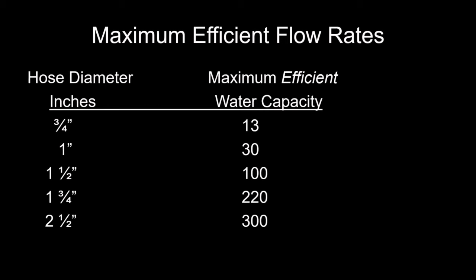So this isn't perfect science at this point. This is a piece that is useful information, however. Think of it this way. 1.5 inch hose is what I'm going to use as an example. It says the maximum efficient water capacity of 1.5 inch hose is 100 gallons a minute. Basically, I can't really flow any more than 100 gallons a minute through a 1.5 inch hose, at least not very far.